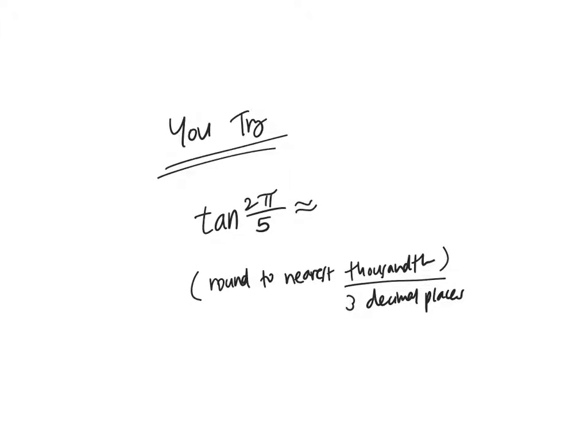You try. Find tangent of 2 pi over 5 rounding to the nearest thousandth. Okay, correct answer is 3.078. Note that you need to be in radian mode for this problem because your angle measure is in radian. I know it's in radian because I don't see that degree symbol.